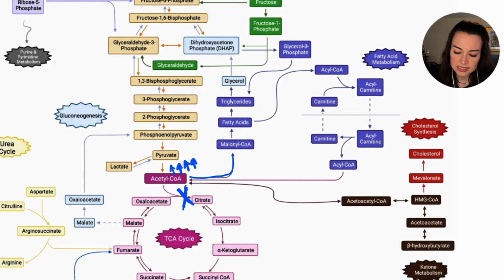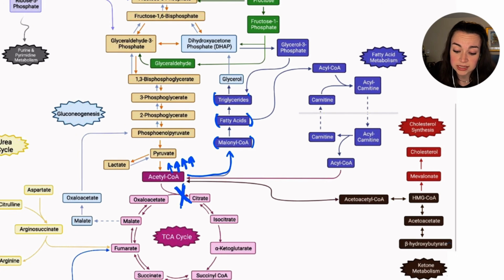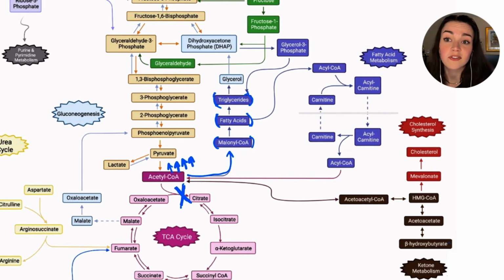We can take that acetyl-CoA, turn it into malonyl-CoA, and turn it eventually into fatty acids and triglycerides. And that's not a pathway we've covered yet in the biochemistry unit, so you're just going to have to take my word for it. You're also going to see increased triglycerides for a second reason that we haven't talked about, which is increased activity of the glycerol 3-phosphate shuttle.